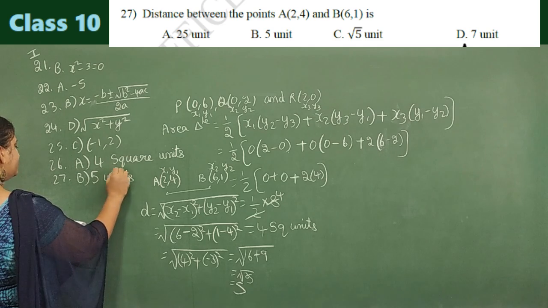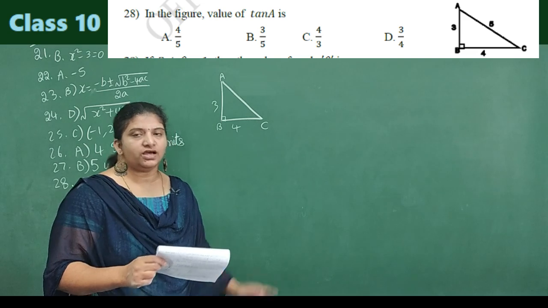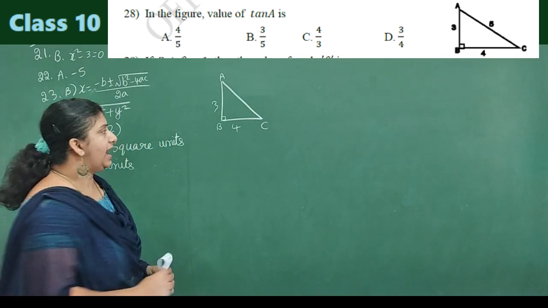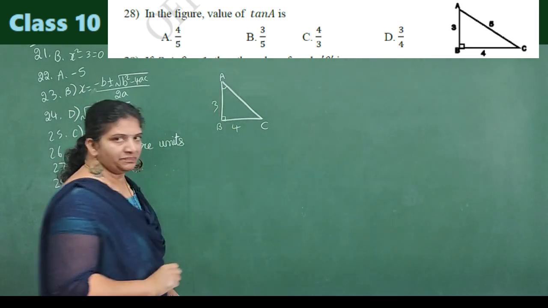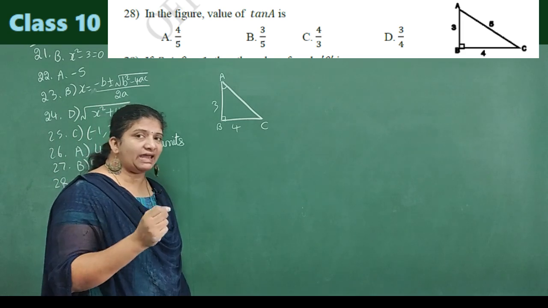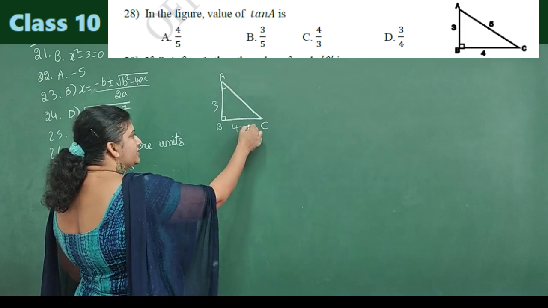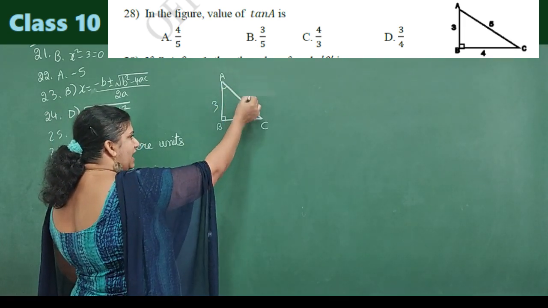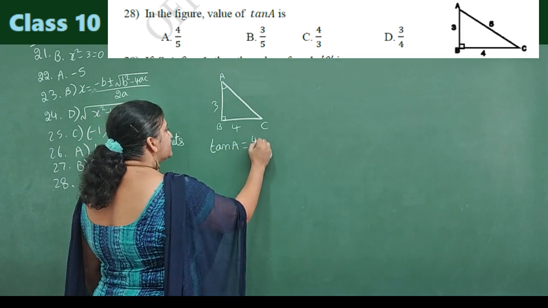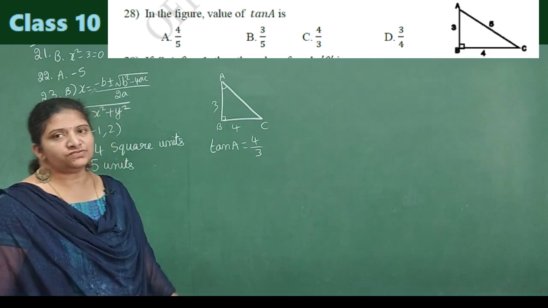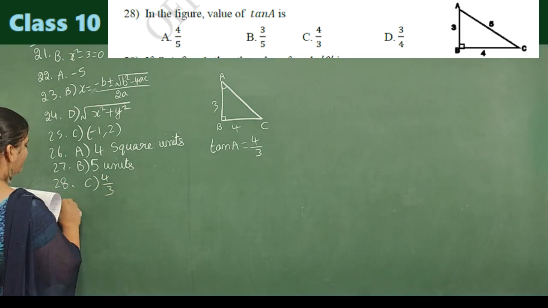28th one, in the figure, the value of tan A is. You can see a right angle triangle and this is the right angle. Tan A means the theta angle is here. What is the tan A ratio? Opposite by adjacent. For this angle, opposite is this one, this is adjacent, and this is the hypotenuse. Tan A is equal to opposite by adjacent, that is 4 by 3. Check for the answer. Option C, 4 by 3 is your answer.